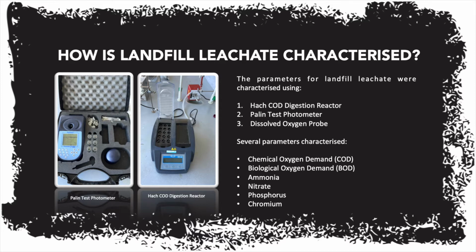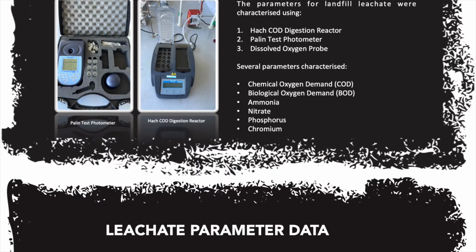As you can see on the left, there is a photometer, which was used to characterize ammonia, nitrate, phosphorus, and chromium, as well as the HACH COD digestion reactor, which was used to characterize the COD concentrations. The dissolved oxygen probe was used to characterize the biological oxygen demand.